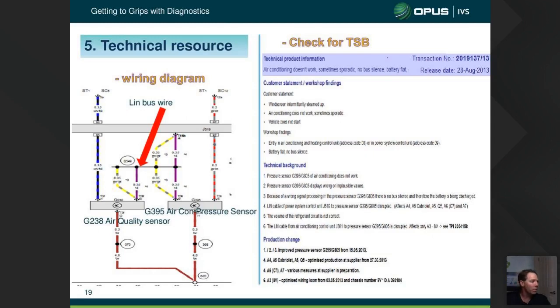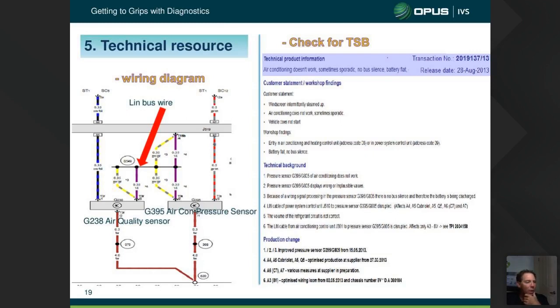Technical background. Pressure sensor G395, radio 5, air conditioning doesn't work. Well, they're the fault codes we've got. Pressure sensor displays wrong or implausible values. Because of wrong signal processing of the pressure sensor, there is no bus silence, and therefore the battery is being discharged. Oh, so they've got a battery drain as well.